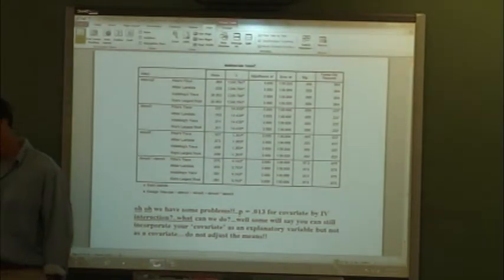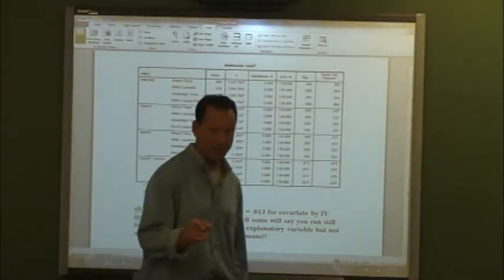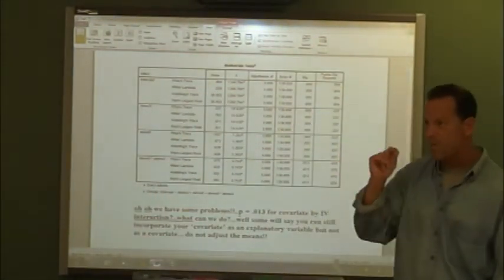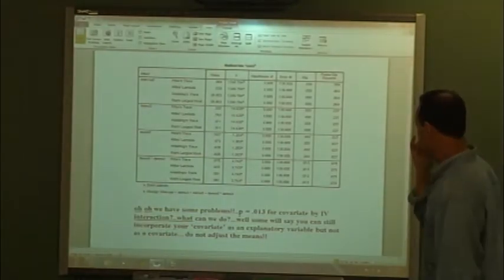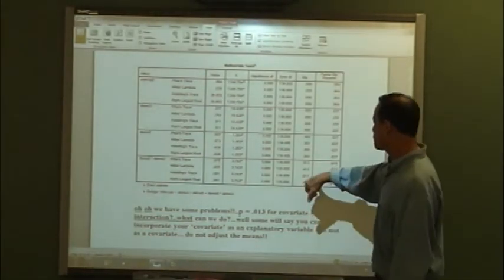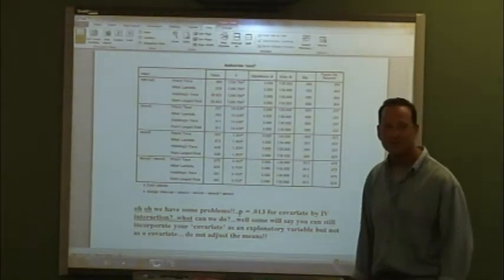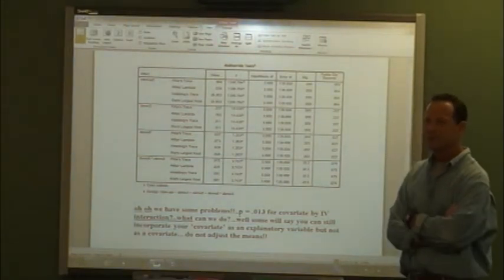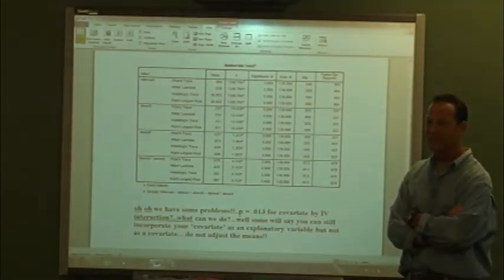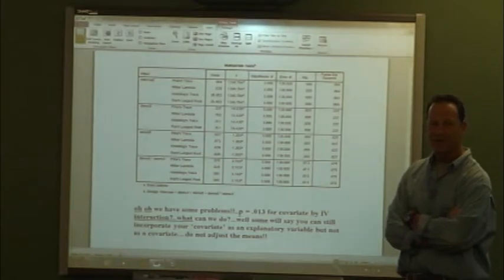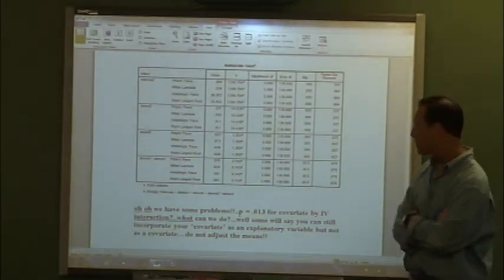And here it is. Here's your multivariate test of the interaction. Unfortunately, we have a p of 0.013. Usually we've been pretty lucky throughout the semester. Well, guess what? Our luck has run dry.